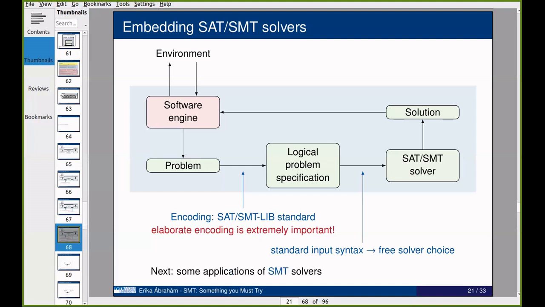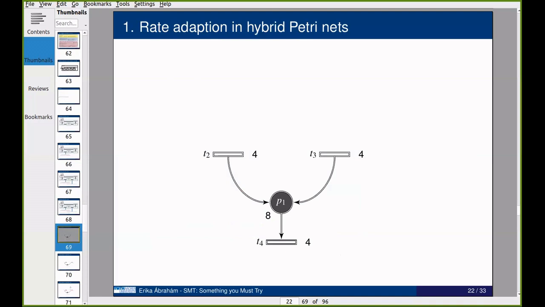Okay, so some SMT applications. The first one is the most recent one that we did, and it is from Petri nets. Perhaps some of you know the discrete version. You have some places, like here, and they might have some tokens, and then you have transitions that connect places, and the connections have certain capacities, so you take some tokens from one place and put them onto another place, and this transition fires.